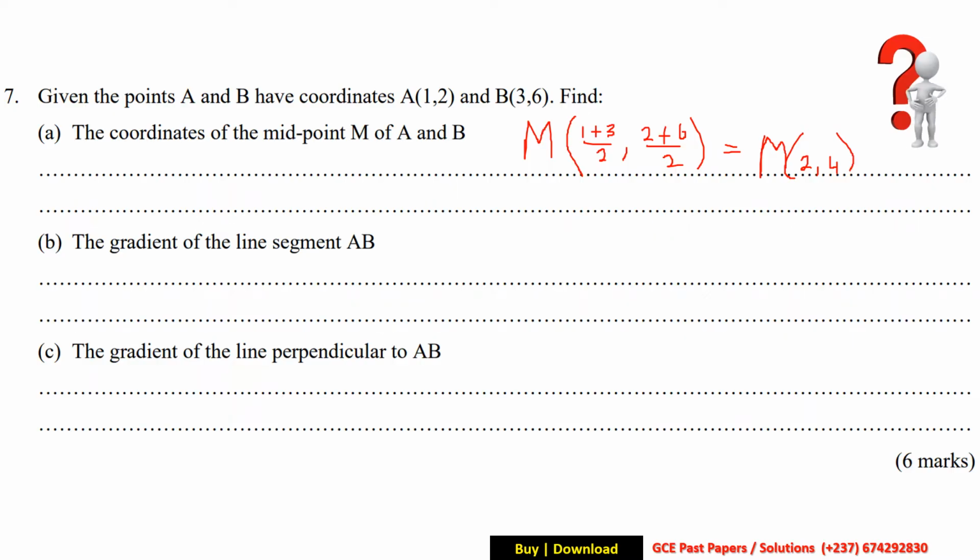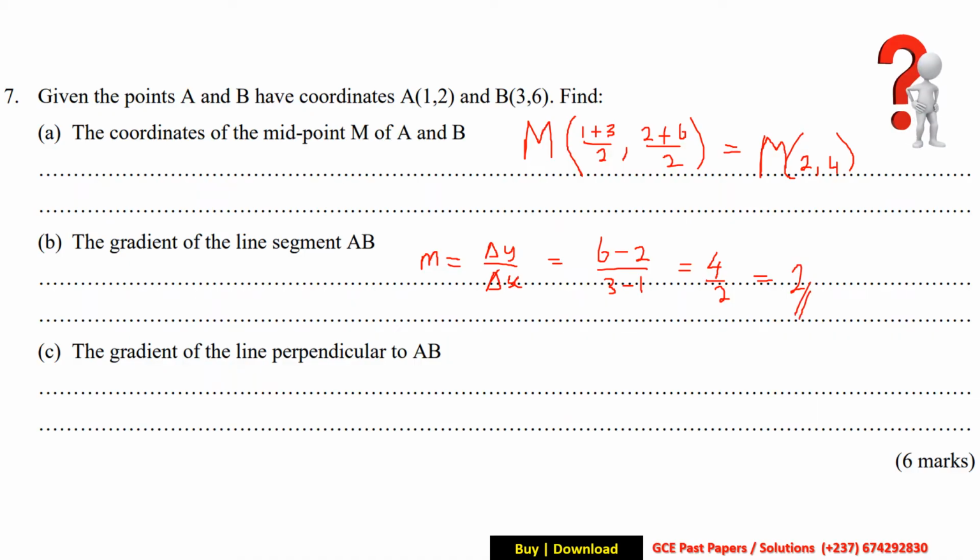Now the B part of the question: find the gradient of the line segment AB. So how do we find gradient? Gradient m is equal to change in y divided by change in x. If we start with the point B, then we must follow it. So change in y is y2 minus y1: 6 minus 2, divided by change in x, 3 minus 1. You can use 2 minus 6 over 1 minus 3 and you have the same answer, because it's the same line. So this gives us 4 over 2, which is equal to 2. So the gradient is 2.